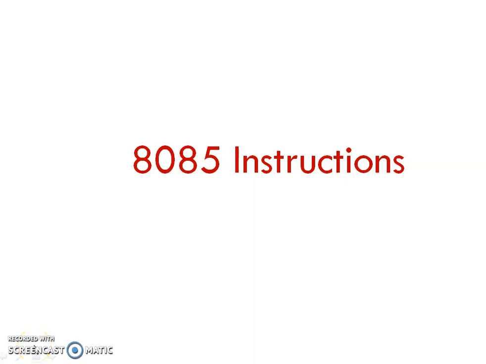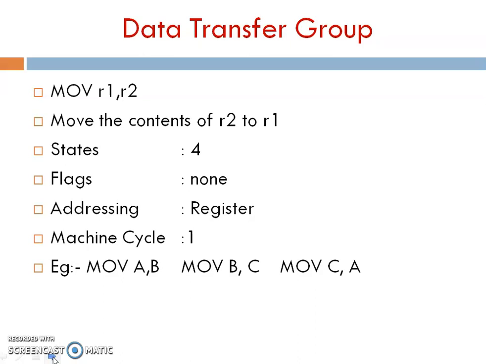Hi students, today we can discuss the 8085 instructions, the assembly level instructions of the microprocessor 8085. As you know, the instructions are classified into 5 groups: data transfer, arithmetic, logic, IO and machine control group, and branch control group. And the first category we can discuss in detail is the data transfer group.